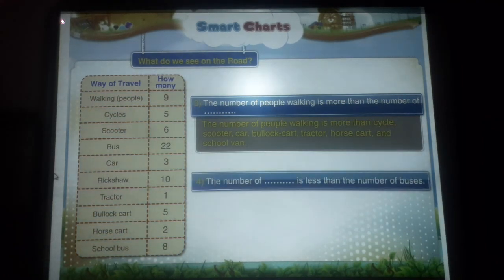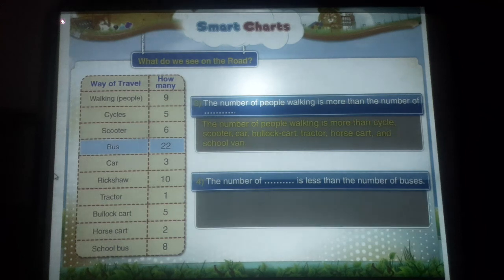4. The number of dash is less than the number of buses. The number of cycles, scooters, cars, rickshaws, bullock carts, tractor, horse carts, trucks, and school vans is less than the number of buses.